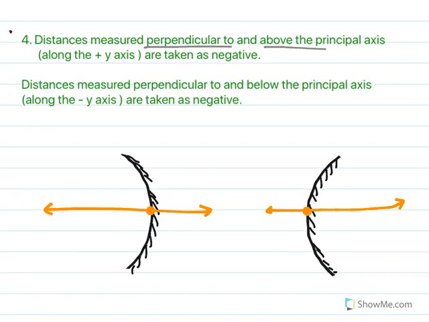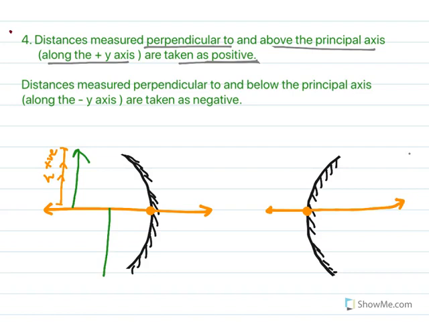Distances measured perpendicular to and above the principal axis along the y-axis are taken as positive, which means if the image is in the upward direction, the height of the image will be measured from the axis upwards. This will be the height of the image, and since it's measured upwards, it will be taken as positive. But if the image is inverted, it is below the principal axis, and to measure this you have to go below in the downward direction. This would be taken as negative.